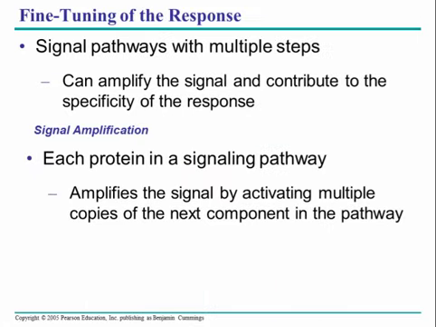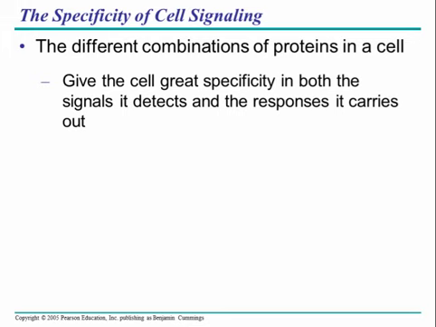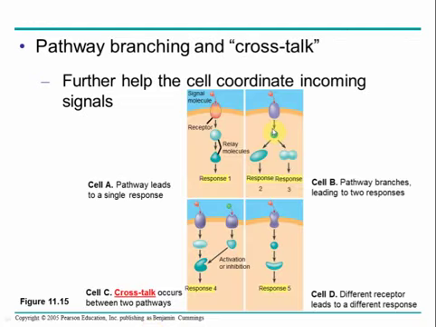A little bit about fine-tuning of the response, so amplifying and turning down the response of these different types of cascades. There's different kinds of combinations, but all these different cascades are very highly specific for both the signals that they detect, the ligand that they bind to, and also the response that they're going to end up carrying out. So here's an example where we have very specific responses.